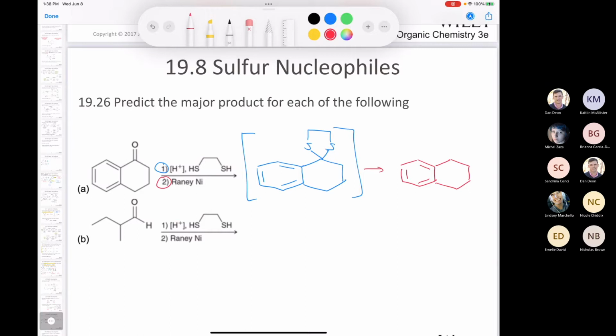Okay, cool. All right, so the next one we have an aldehyde. It's going to be a little different. The same, but different, right? So we're going to form another thioacetal. This time it's going to look like this. So we're going to have a hydrogen atom here, and we're going to have something that looks like this. And then we're going to reduce that down to an alkane.